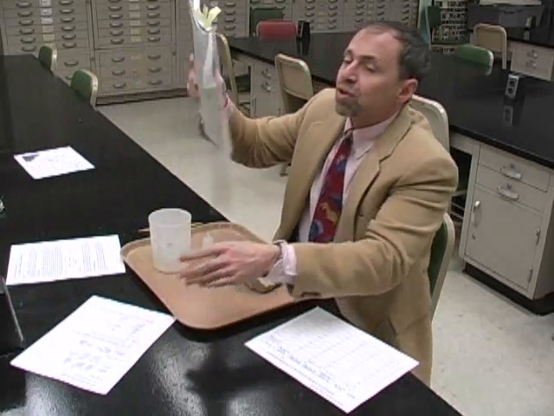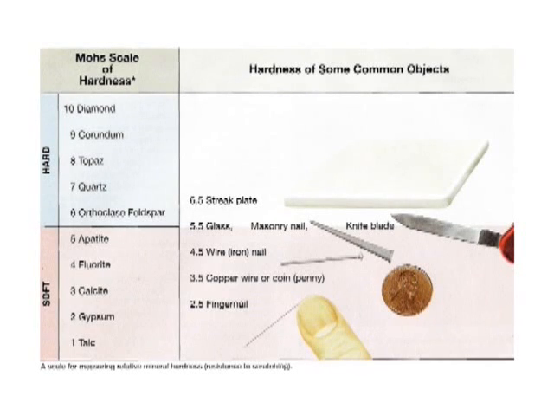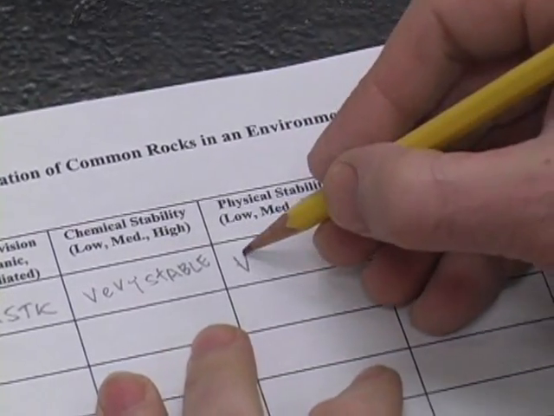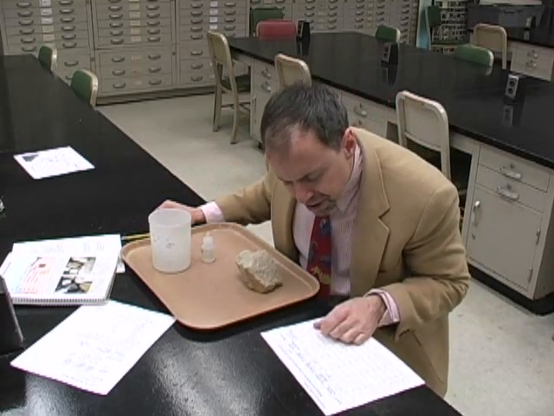The next thing we got to think about is physical stability. And so again, we pull out our book, and notice how conveniently it turns right to the Mohs hardness scale. And you can see on Mohs hardness scale, we find quartz, which shows up at a number 7, which is in the blue or hard group. And clearly, this is the hardest, most common mineral there is. And so therefore, as far as physical stability goes, clearly this is going to be very stable. So we fill out the chart. Very stable.